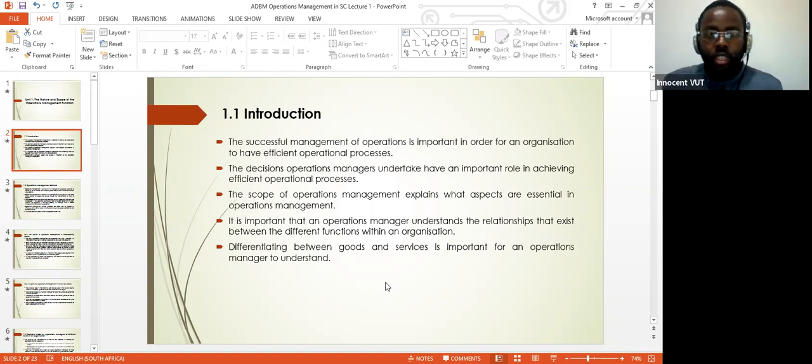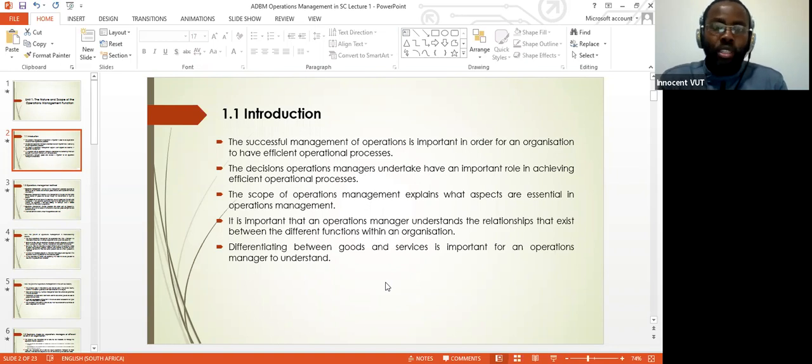We are seeing that the successful management of operations is important in order for an organization to have efficient operational processes. The decisions operations managers undertake have an important role in achieving efficient operational processes. The scope of operations management explains what aspects are essential in operations management. Therefore, it is important that you as an operations manager understand the relationship that exists between different functions within an organization.